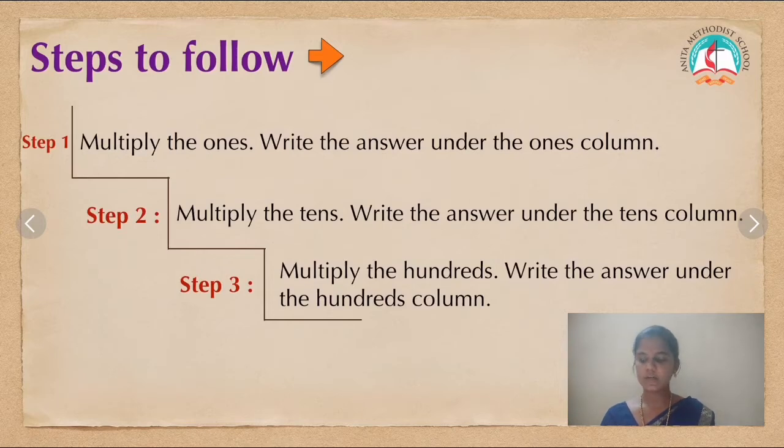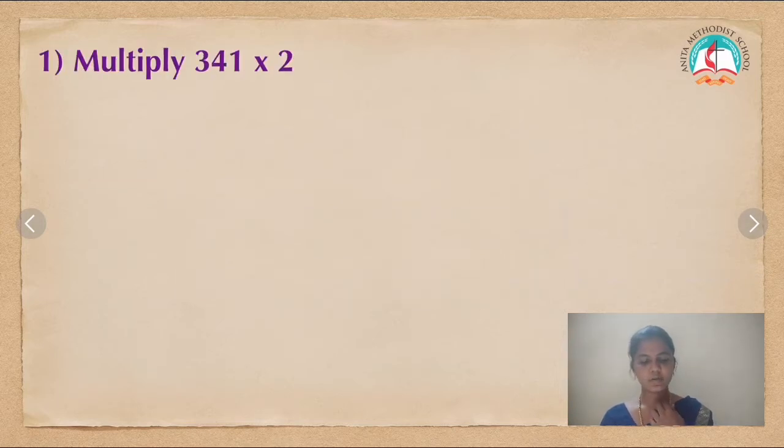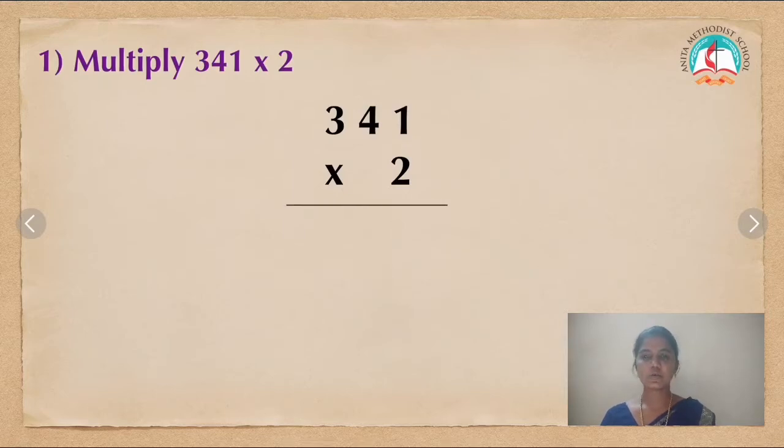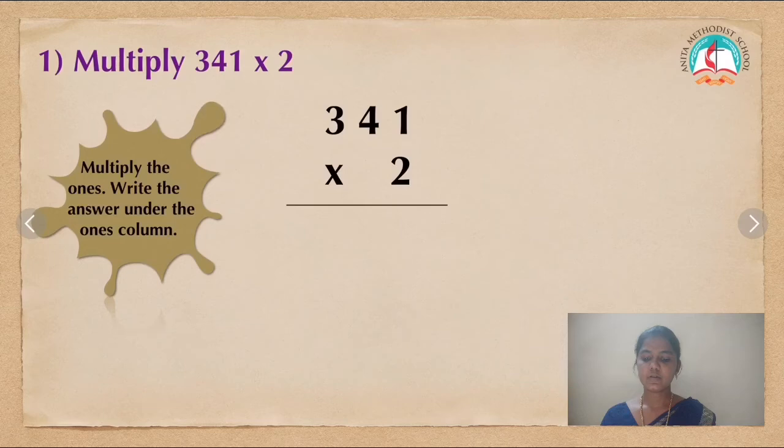So let's have a look at the small number where we don't need to carry over our digits. Okay, so here is my first problem. Multiply 341 by 2. So first write the numbers correctly, draw the line. So what is your first step? So we need to multiply the ones. Here, which is my ones place? This is my ones place.